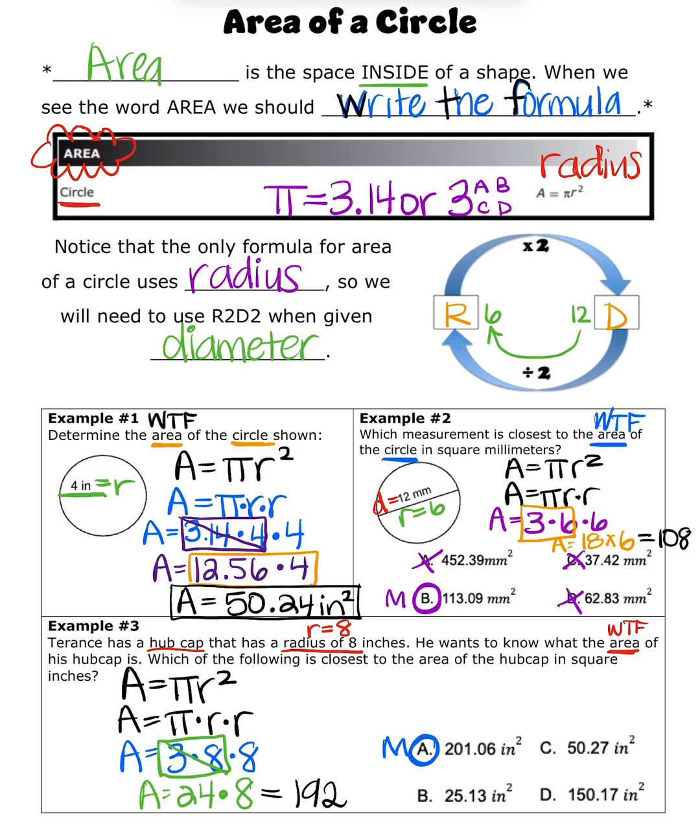And that is area of circles, guys. Remember, we write the formula. We have to have a radius, so you need to use R2D2 when given a diameter. And pay attention to what they give you, and that is area of a circle.